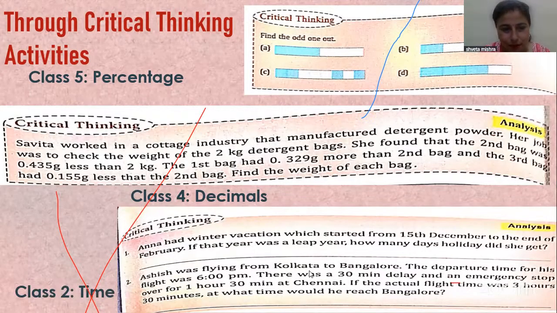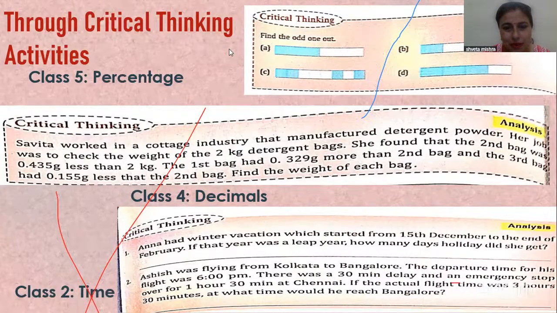Anna had winter vacation which started from 15th December to the end of February. If that year was a leap year, how many days holiday did she get? Again, I need an answer. I need one answer, please.